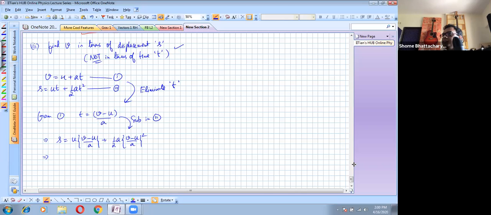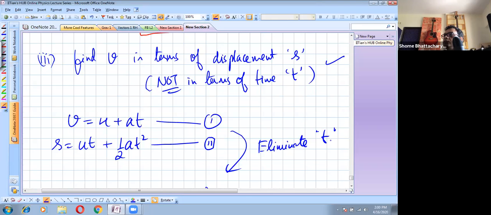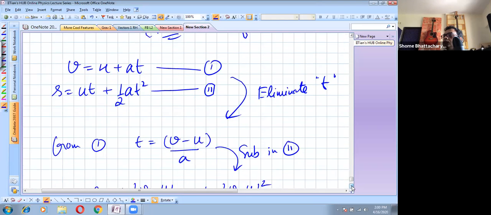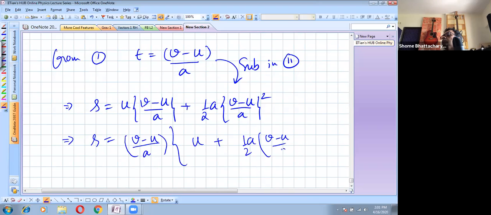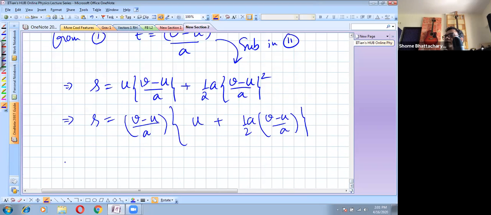Okay, so just completing the steps here. And see that we will get this. So as you can see, we will take (v minus u) by a common. And then from the first term, we will be left with u. And from the second, we will be left with half a into (v minus u) by a, because this thing was whole square. Like this. So then just solving this bracket a little bit further.